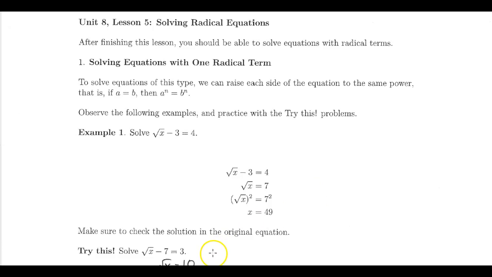So work with the equation on your lesson guide, square root of x minus 7 equals 3. Pause the video and then come back and check your work.